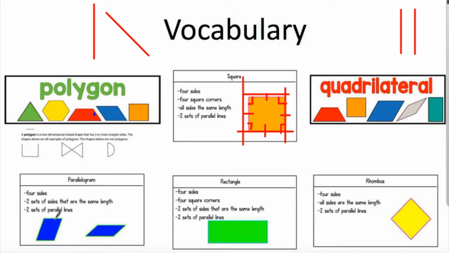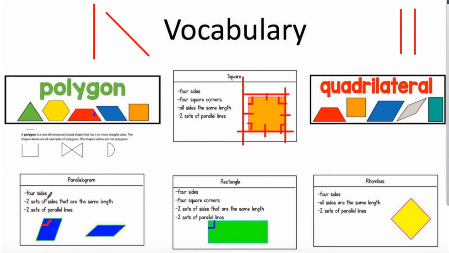A parallelogram has 4 sides, just as these, 2 sets of sides that are the same length. So that's kind of like a rectangle, but there's something different about a rectangle than a parallelogram, and that's the corners. So that is a square corner. When you're looking at the corners on these parallelograms, those are not square. So be careful when you're identifying that parallelogram and rectangle right there.